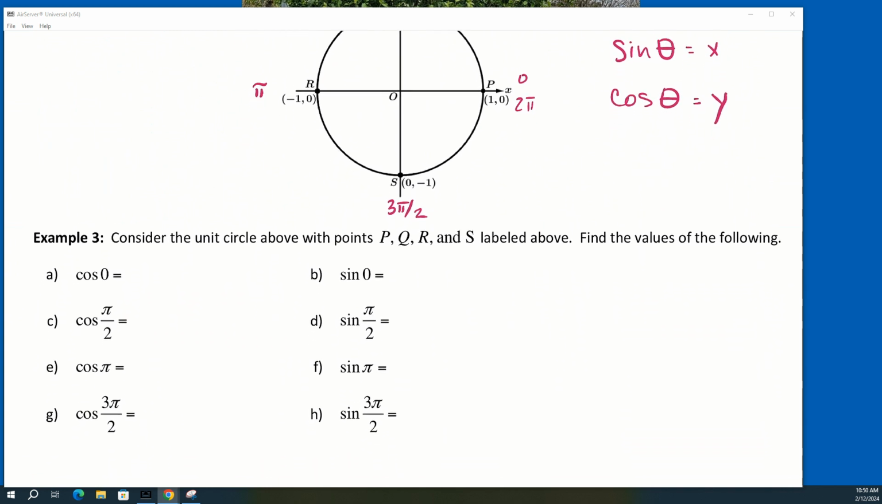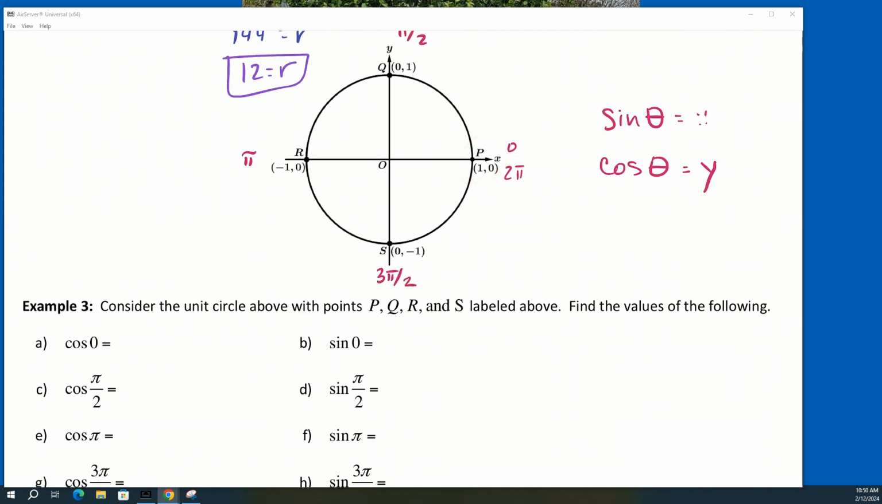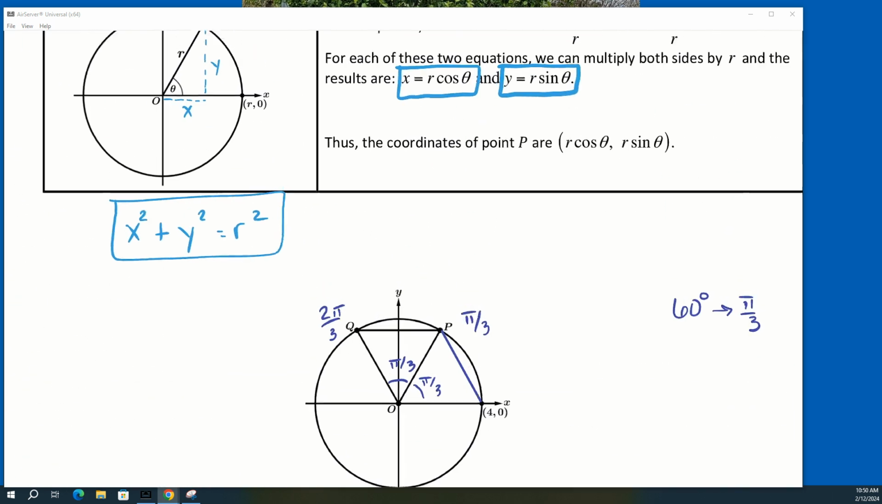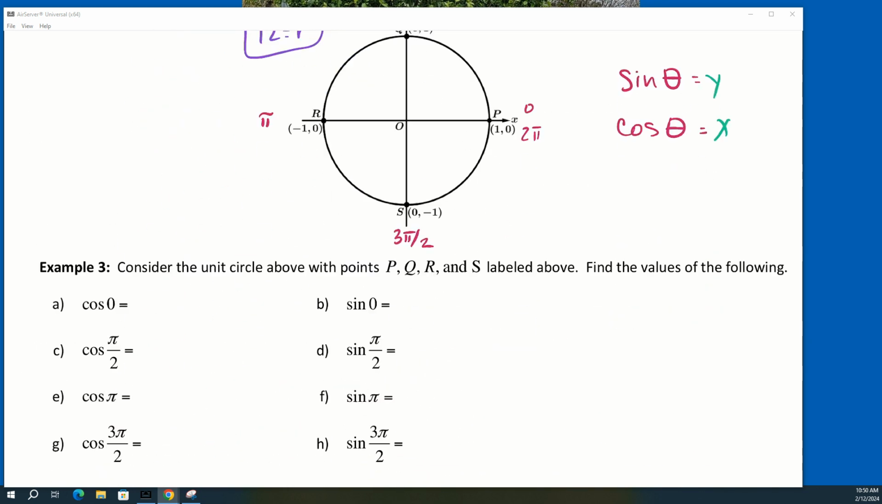So what would the cosine of 0 be? If I go to where the angle is 0, the cos. Oh my goodness. Forget everything I said. That was all wrong. Fix it. The sine is the y, the cosine is the x. Just like we talked about earlier, cosine is x over r.